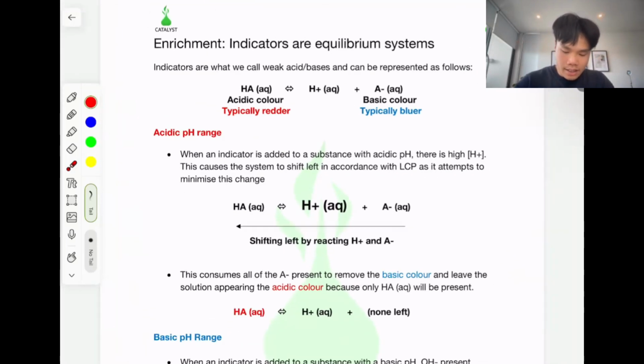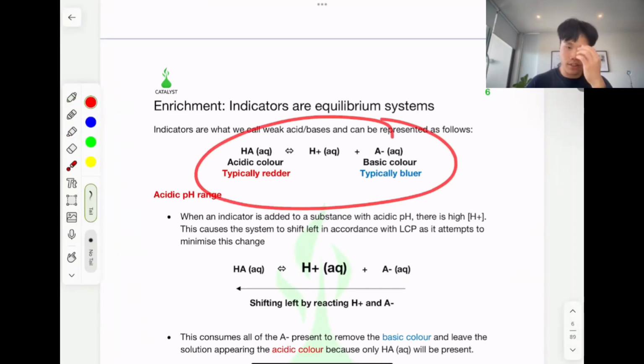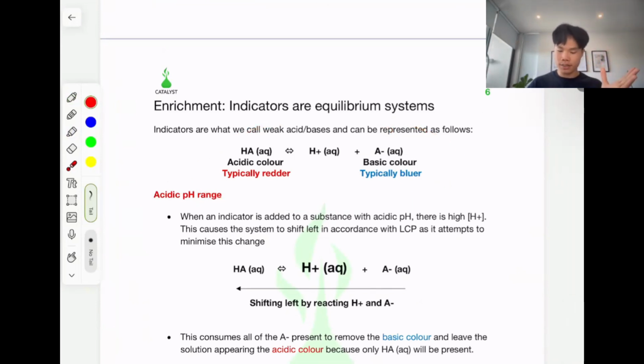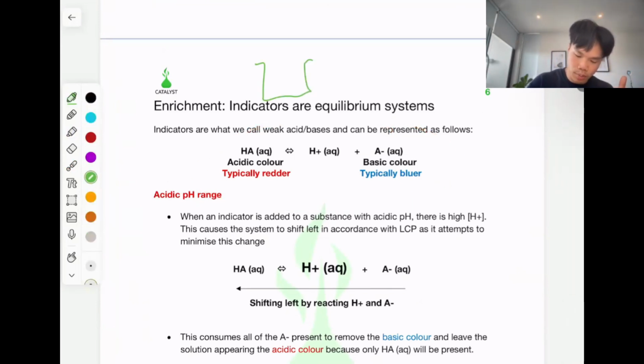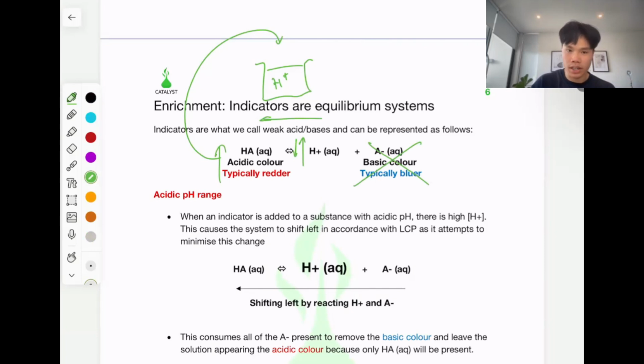Whenever you add either acid or base to an indicator, you'll reveal one of the 2 colors based on the way that equilibrium shifts. So say, for example, you place this indicator system into a solution that has lots of H plus. The H plus is going to increase in concentration, and therefore the system will shift left in order to counteract that change, consuming the blue colored A minus and bringing back down the H plus to some extent, and therefore showing a redder color for the acidic situation.